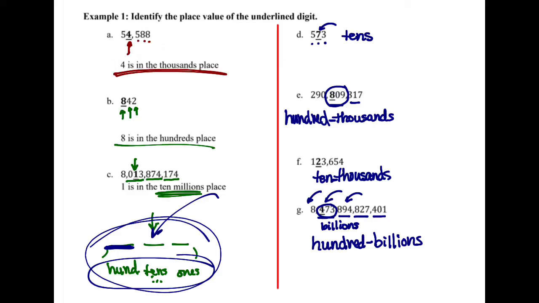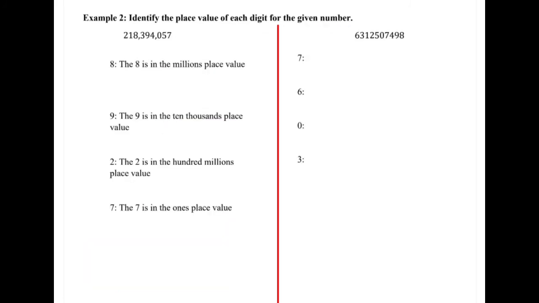So let's go back really fast. See the middle part right here. So that's tens. So that's going to be in the 10 thousands place. The 2 all the way out here. So here's ones, thousands, millions. And it's the furthest one over, so this is the hundreds. So it's 100 millions. And the 7 is just in the ones place. That one's easy.